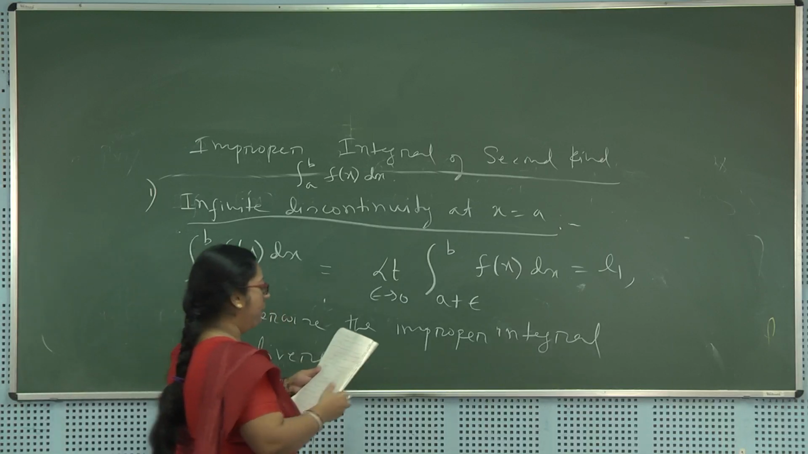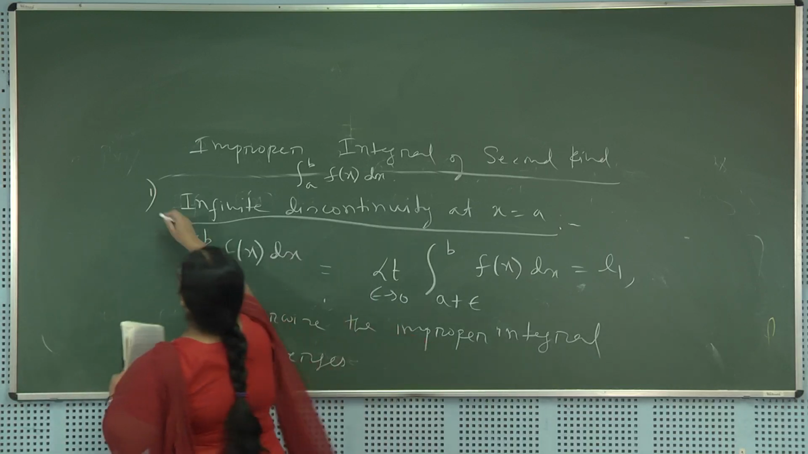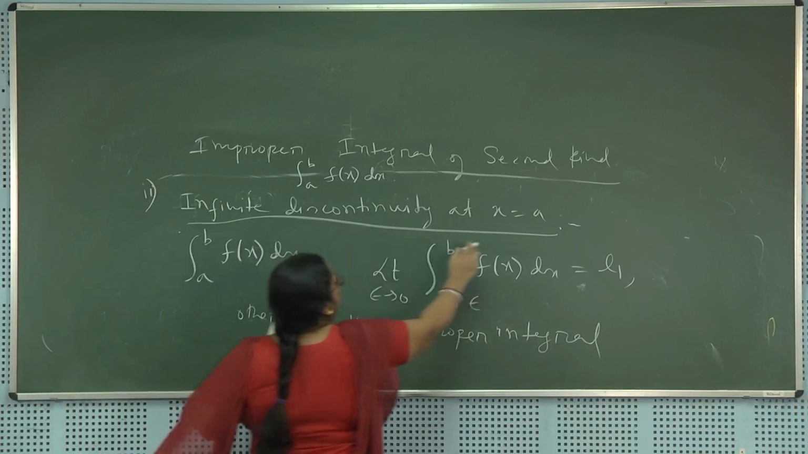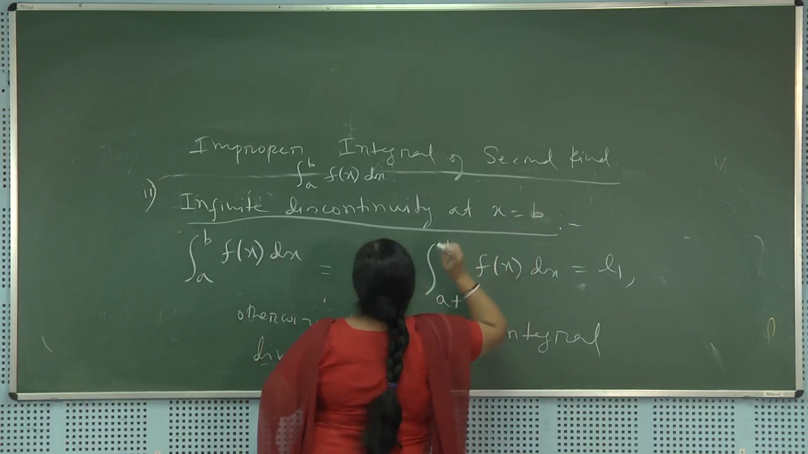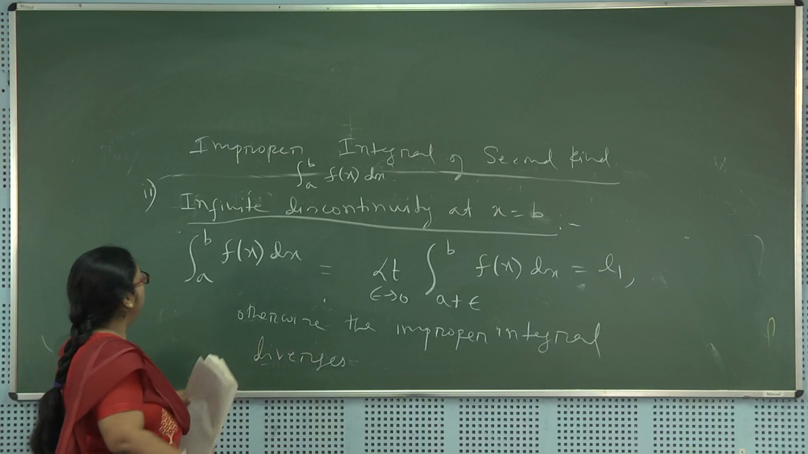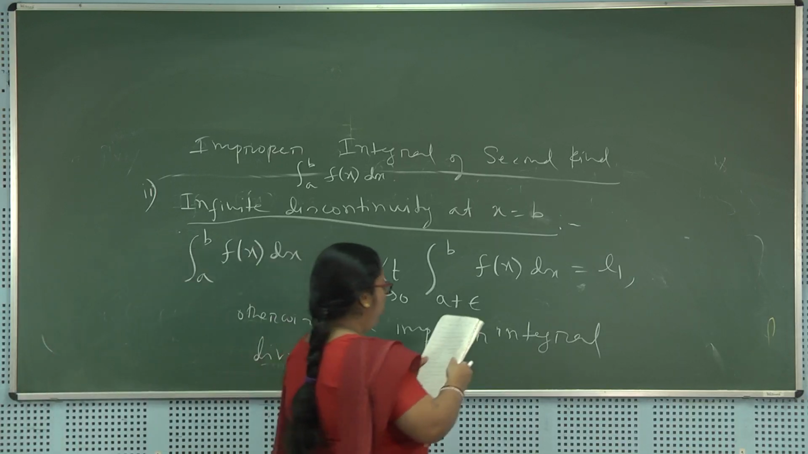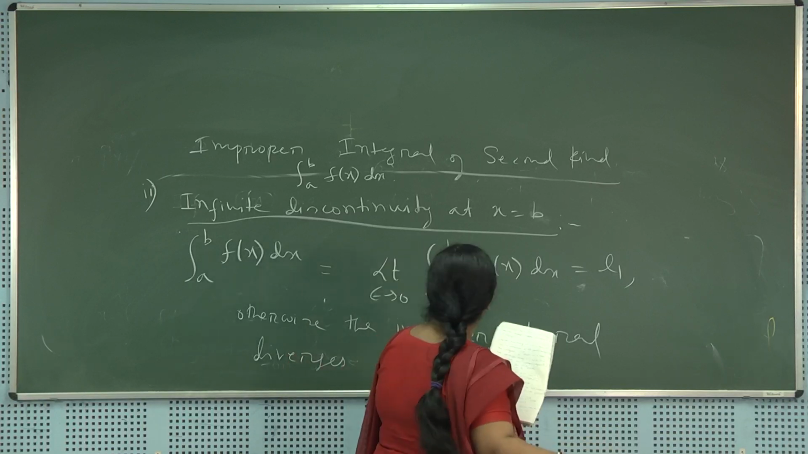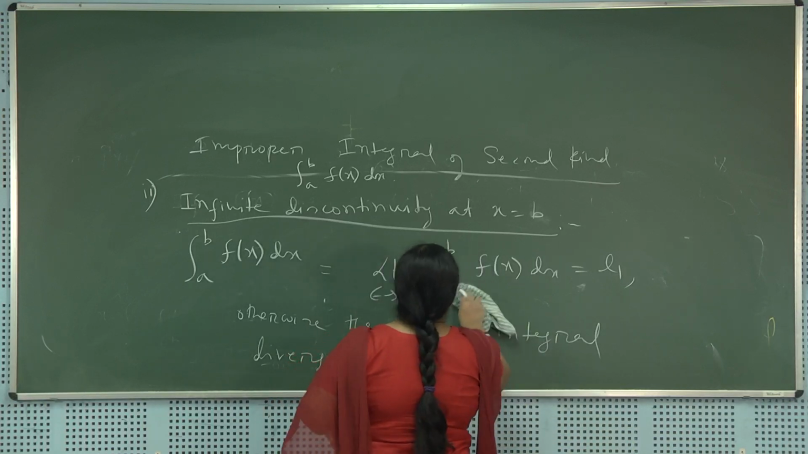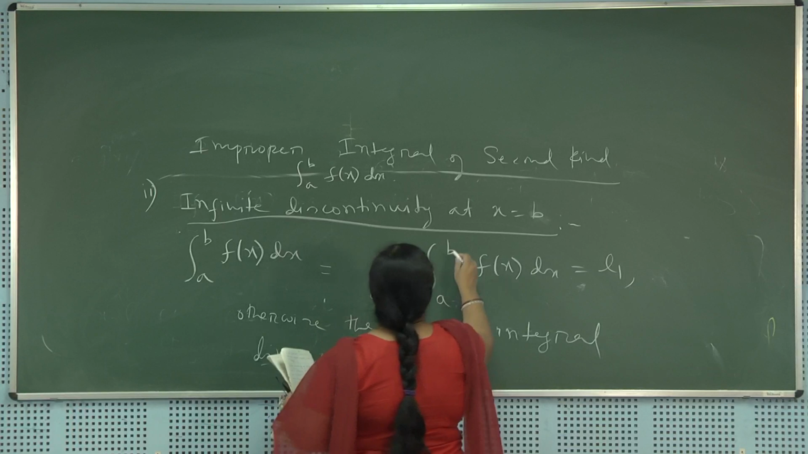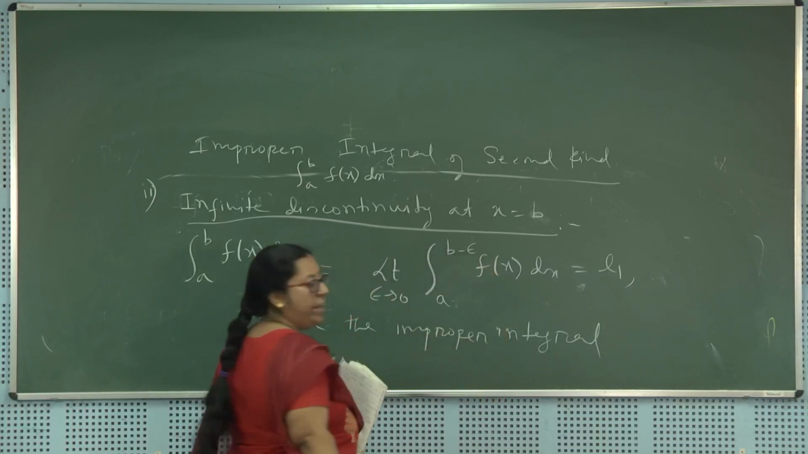Next case comes: suppose you have an infinite discontinuity at the upper limit x equal to b, then what will happen? So, again it becomes integral a to b f x dx. Okay, so, it is limit epsilon tends to 0, a to b. Now, remember, if it is in the upper limit, we use minus sign. Again, it is a matter of convention.